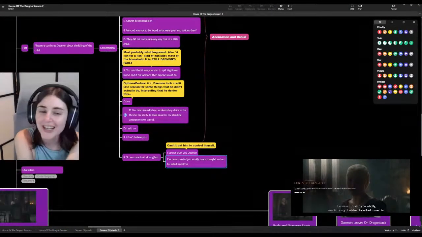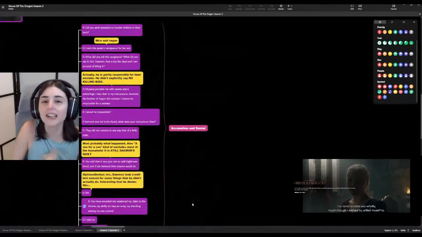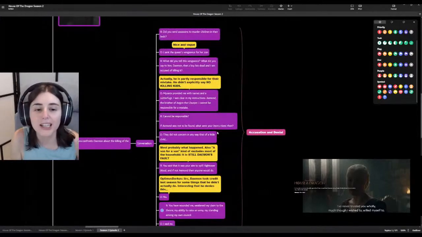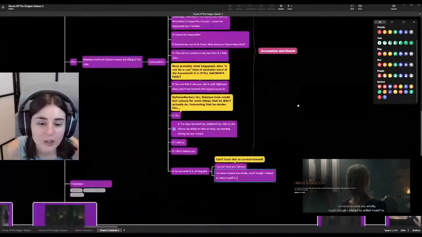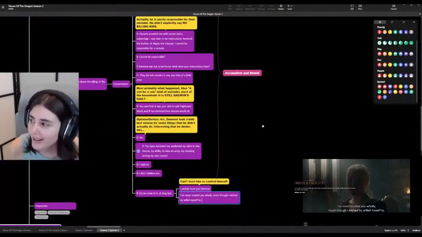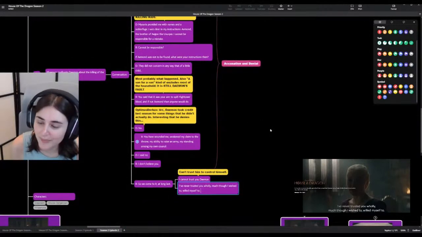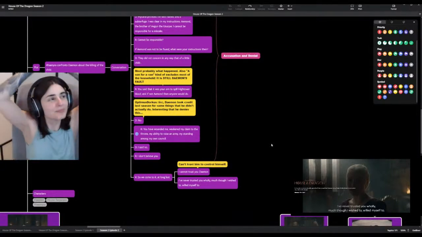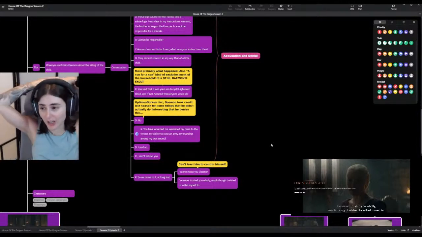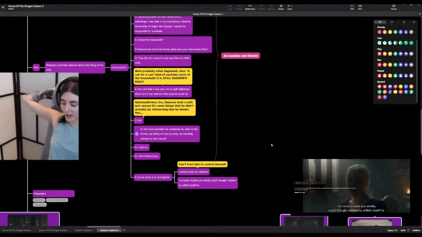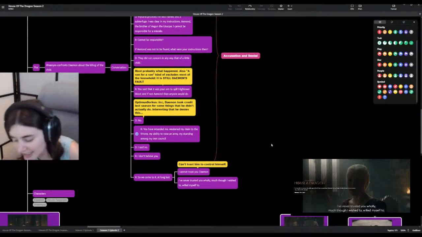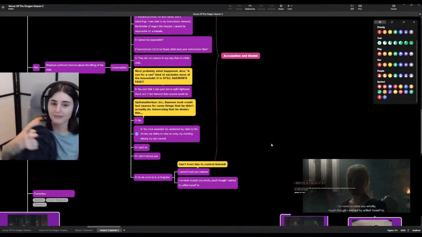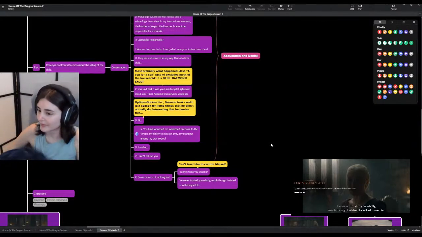Yeah, she's diagramming the convo. Basically, I don't like saying diagramming this convo because it's not really diagramming. It's just literally putting the dialogue into a mind map form. Usually, if I'm diagramming, I want it to make more sense. I want it to be a little bit more succinct. But whatever. Let's just continue, and I should just shut up.